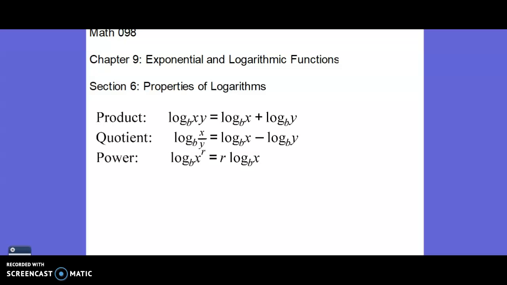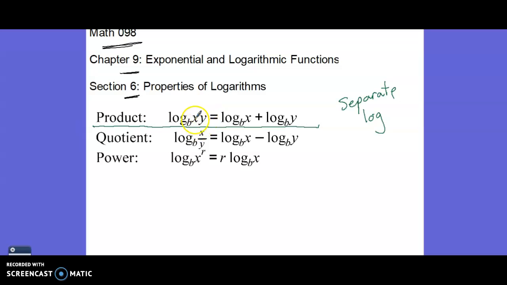Okay, Math 098, we're continuing on with more properties of logs. This is section 6. And each one of these properties is slightly different. But what they're trying to get you to realize is that you can separate logs. It makes the math a little bit easier. So it's all based off of our rules of exponents.